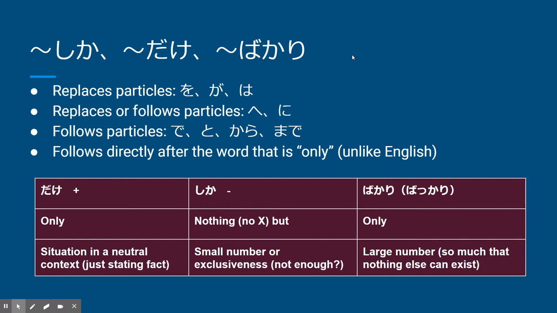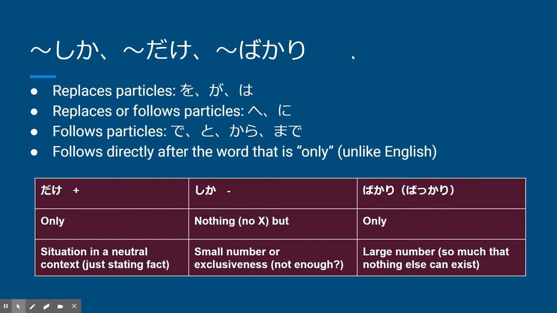Now the third form, which is ばかり. ばかり can be used with negative or positive. And it also means "only". But the thing about ばかり is that it becomes something that we are dealing with of a large number. So, 私はリンゴばかり食べました。私はリンゴばかり食べます。私はリンゴばかり食べません。So, 私はリンゴばかり食べます。I eat a heck of a lot of only apples. So much so that nothing else can exist. And then, 私はリンゴばかり食べません。I eat nothing that has to do with apples, right? I spend my days just not eating apples.